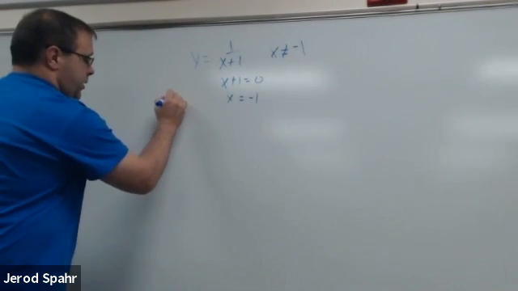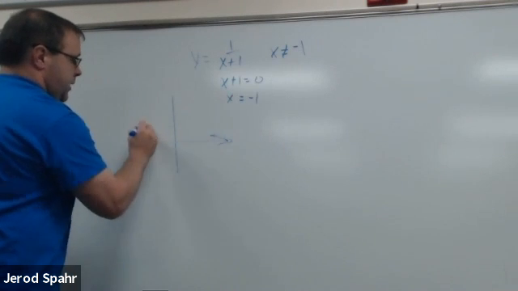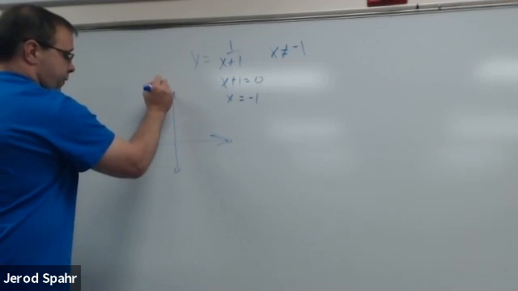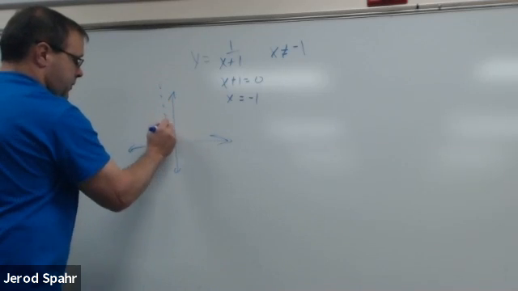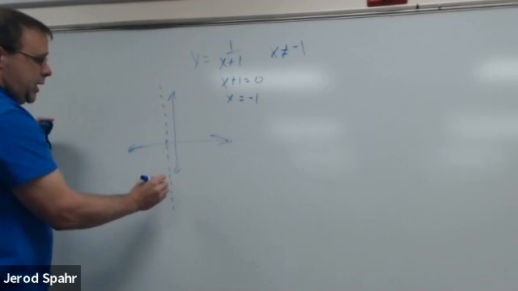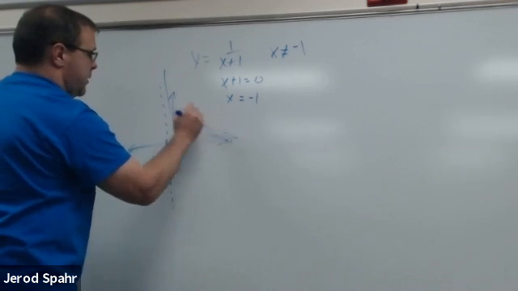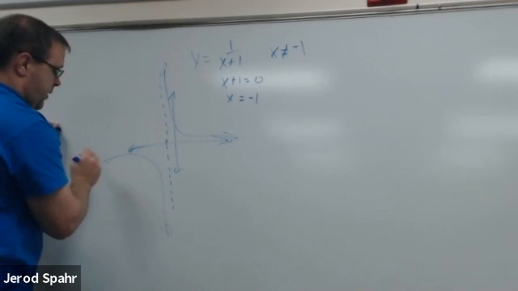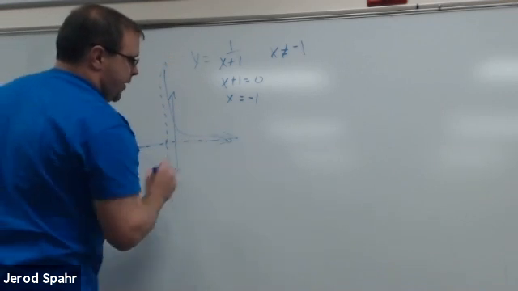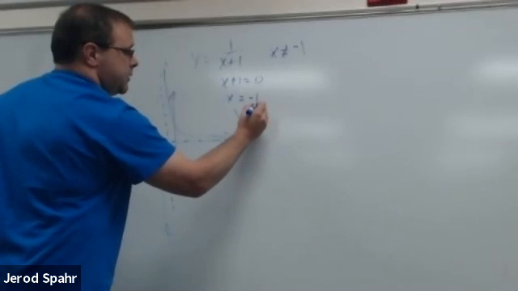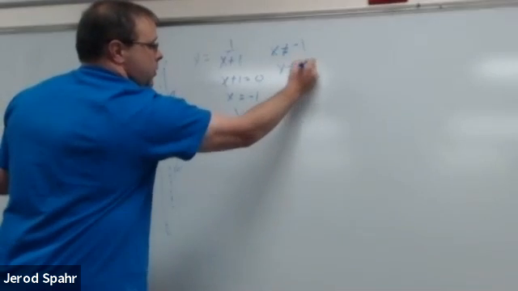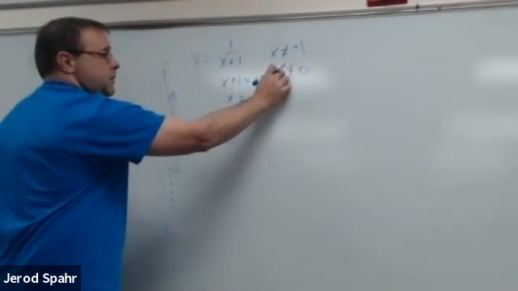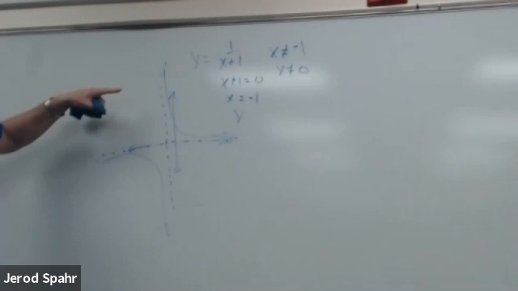So now this one here, instead of it being a vertical shift, it's a horizontal shift. So I have a vertical asymptote. We'll see that as a dashed line there. There. And we have a horizontal asymptote, so y cannot equal 0. Okay. So y cannot equal 0.